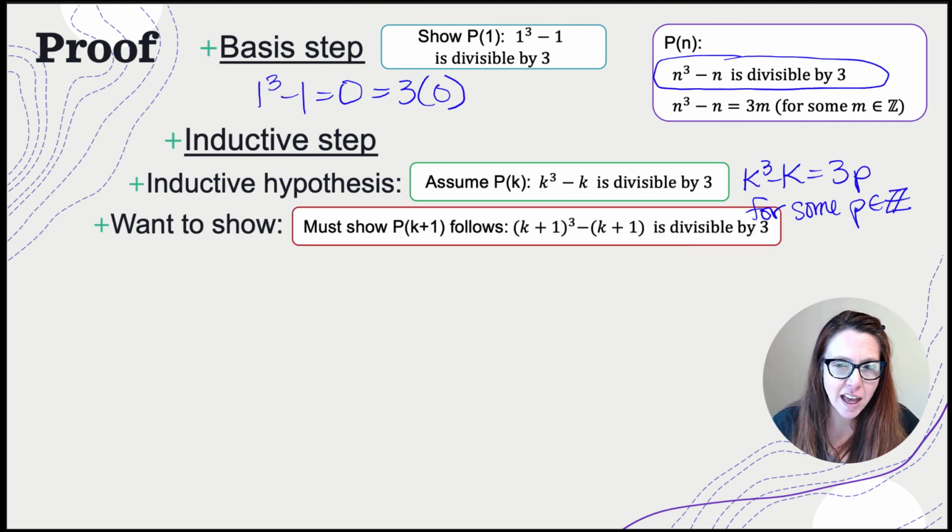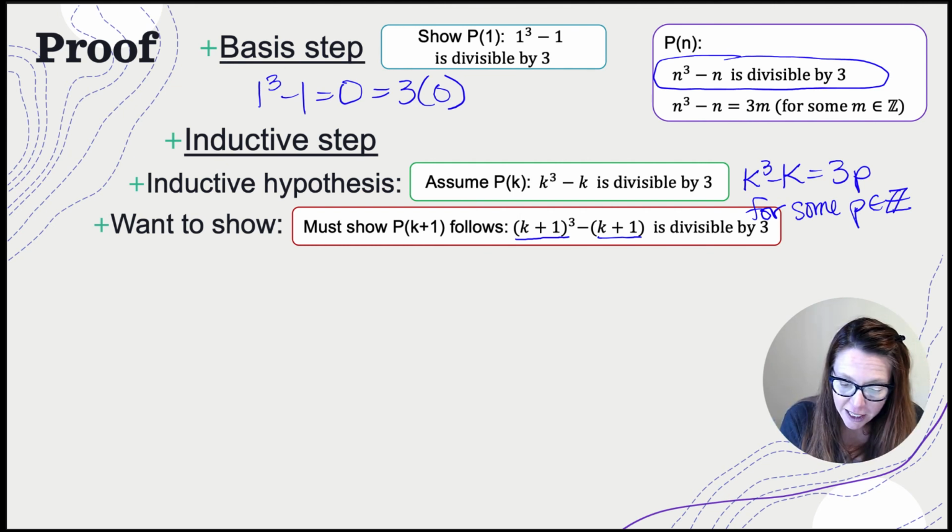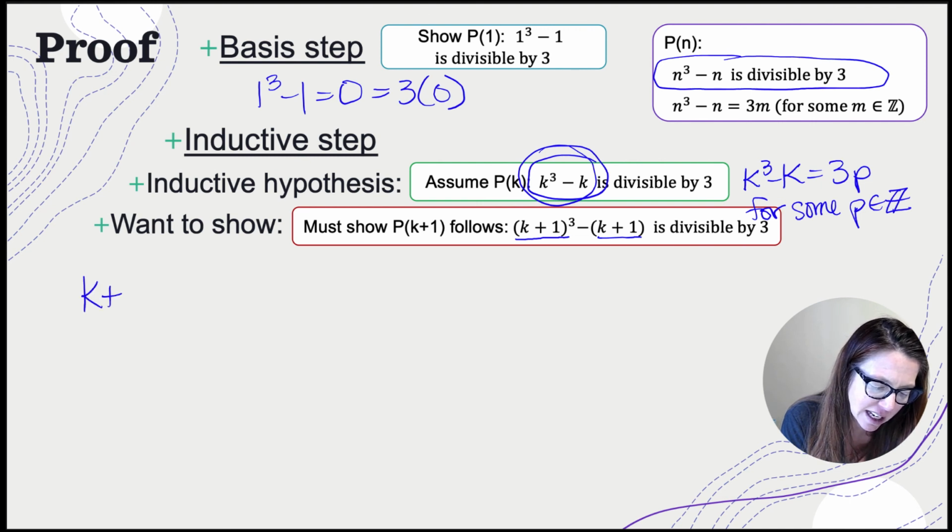So we want to show then that P of k plus 1 follows, that if I put k plus 1 in for n, I will still get a result that is divisible by 3. So that is k plus 1 cubed minus k plus 1 is divisible by 3. To show this, we're going to have to find a way to get back this term and then know that that piece is divisible. So let's play with this. And that is k plus 1 cubed minus k plus 1.